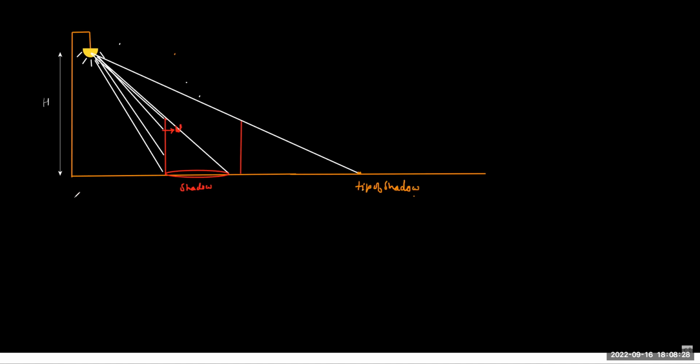So at an instant when the man is some distance away, let's call it x, what will be the velocity of the tip of the shadow? Find the velocity of the tip of shadow. How to proceed?